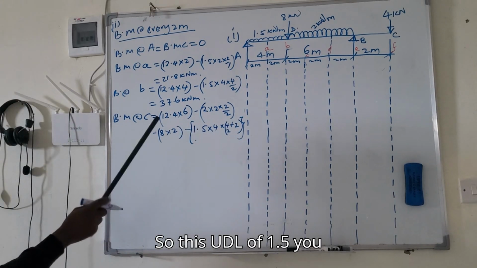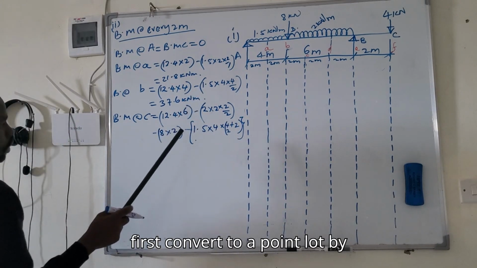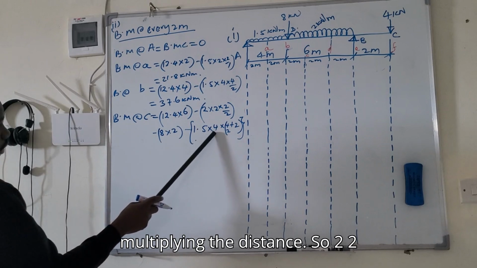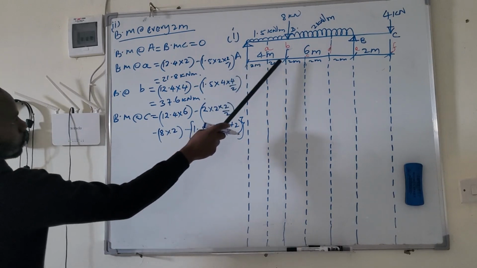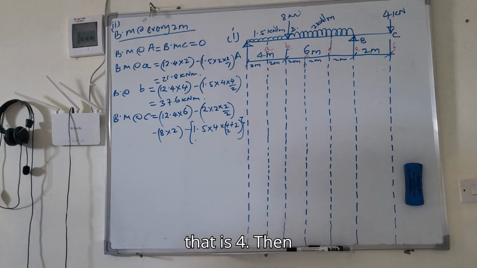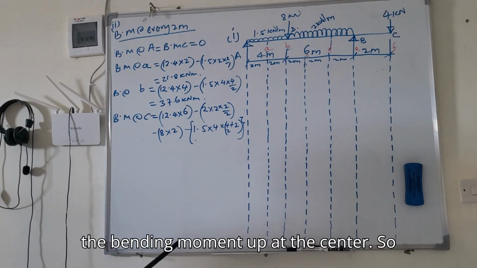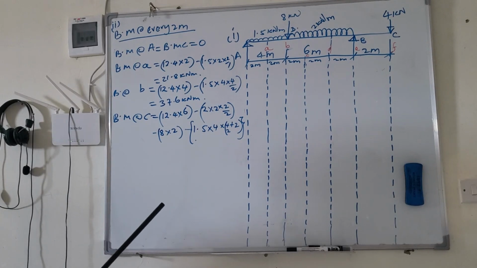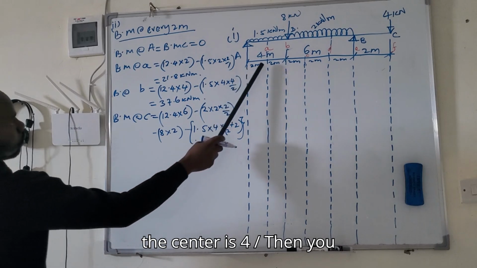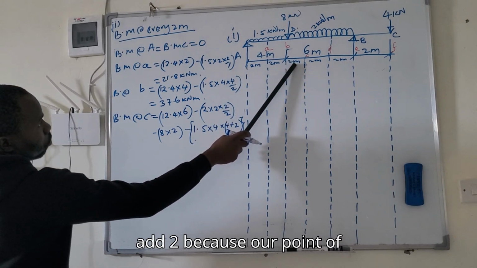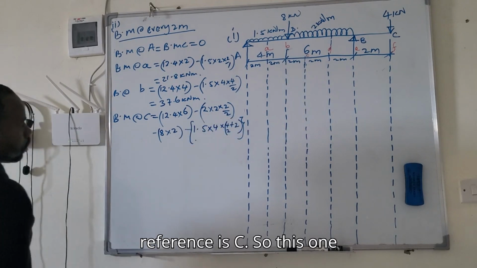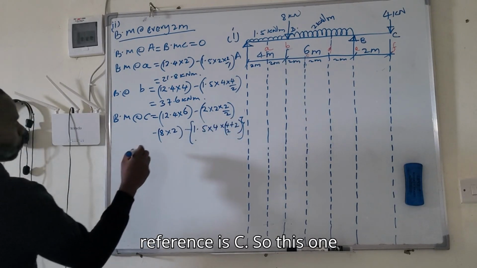So this UDL of 1.5, we first convert to a point load by multiplying the distance. So 2 plus 2, that is 4. And then the bending moment acts at the center. So the center is 4 over 2. Then you add 2 because our point of reference is C.